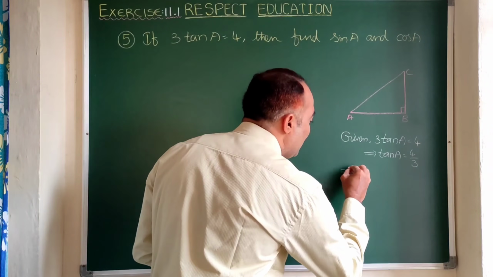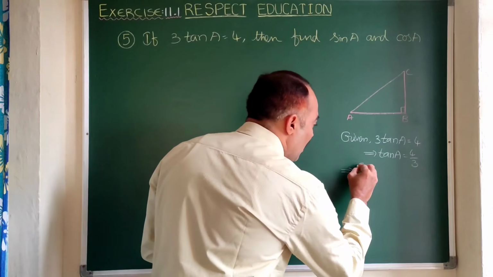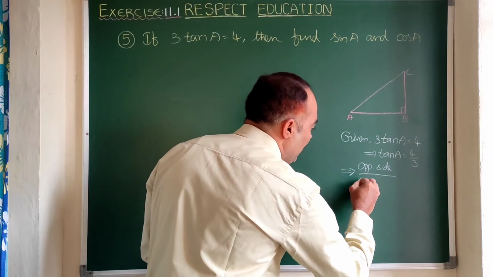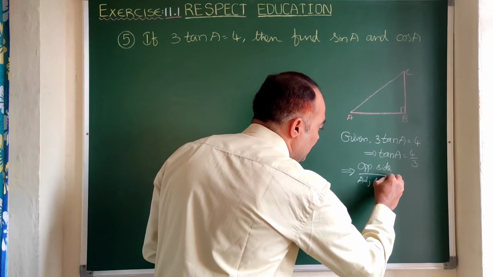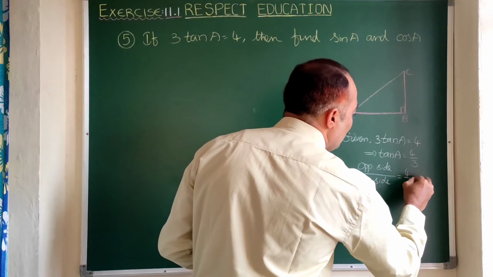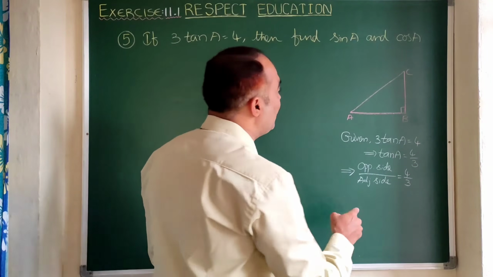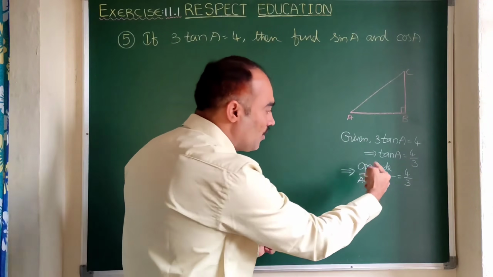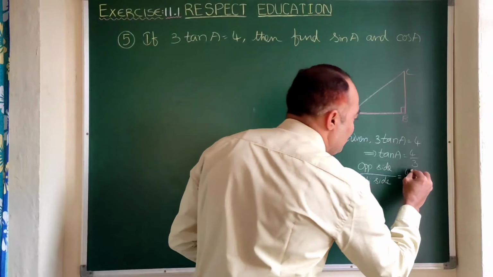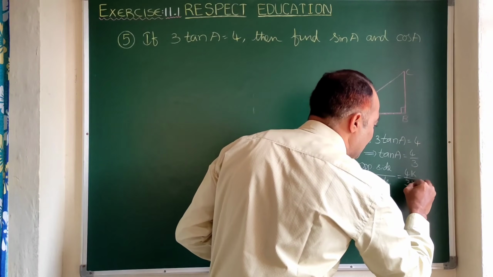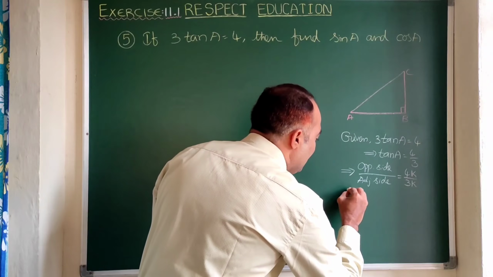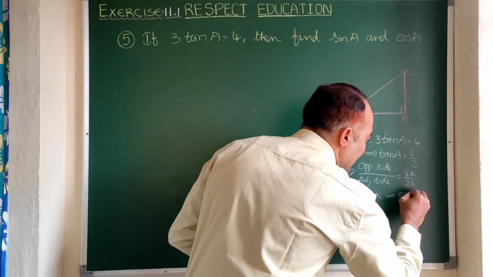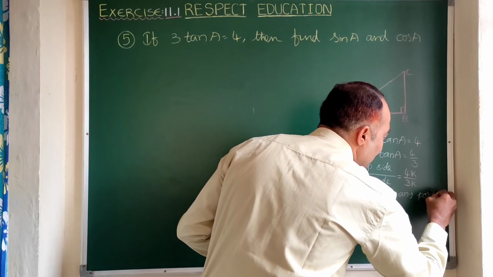Actually, what is the formula of tan A? Opposite side to theta by adjacent side to theta. Opposite side to theta, or A, by adjacent side to theta, or A, is equal to 4 by 3. So as usual, whenever one of the trigonometric ratios is given, we can take it as 4K by 3K. So whatever ratio is given, we have to take K. So 4K by 3K, where K is any positive integer.